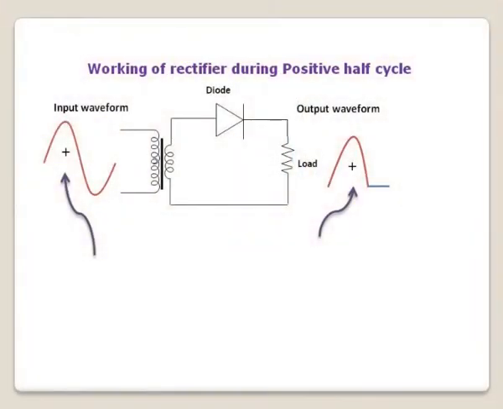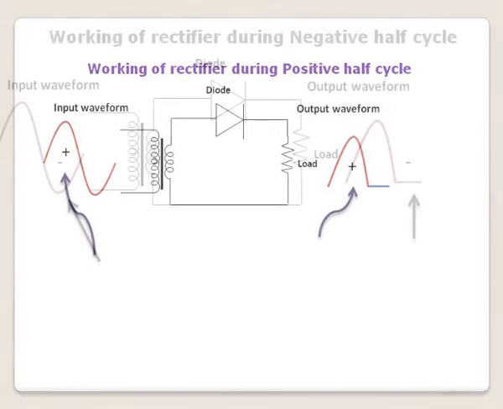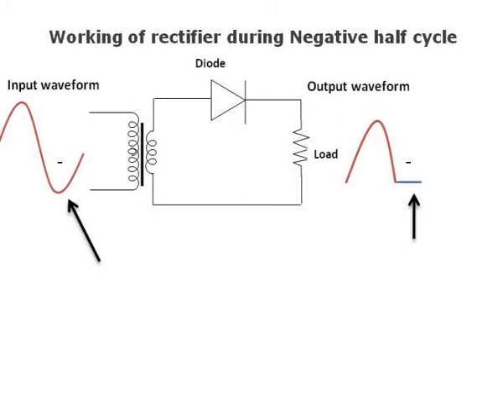Now let us see how it works. During the positive half of the input cycle, the diode gets forward biased and it conducts. So there is an output voltage developed across the load. During the negative half cycle, the diode is reverse biased and it acts as an open circuit, so no current flows through the load and there is no voltage across it. In this way, the rectifier circuit converts the alternating current into a direct current, and since it reproduces only one half of the input AC cycle, it is known as a half wave rectifier.